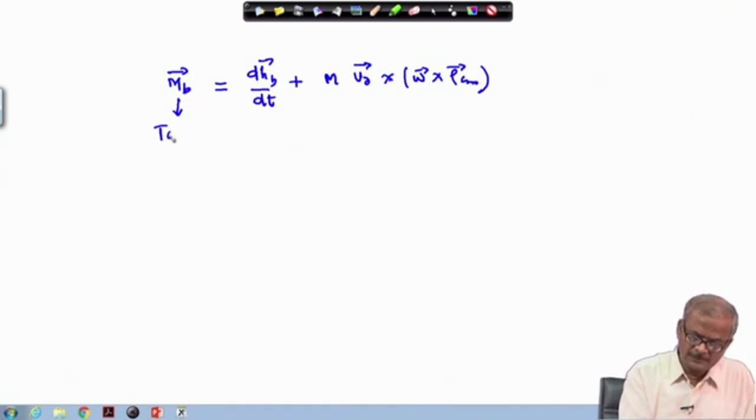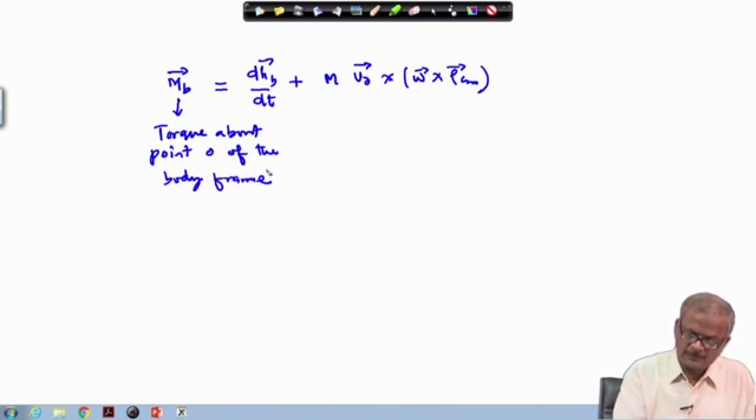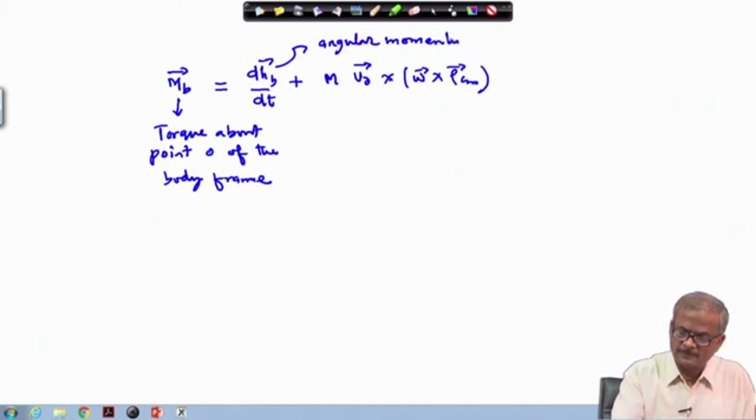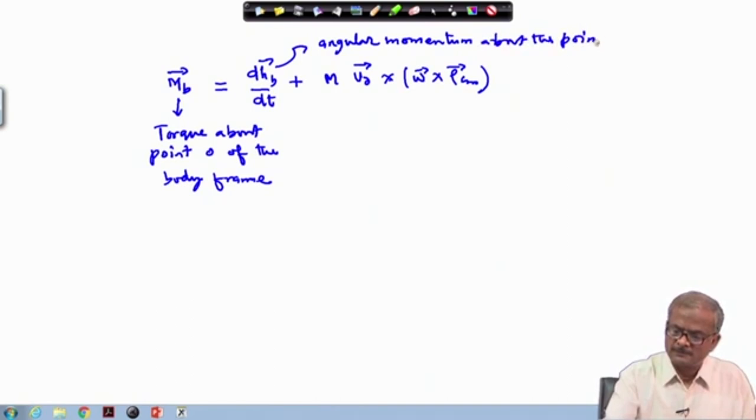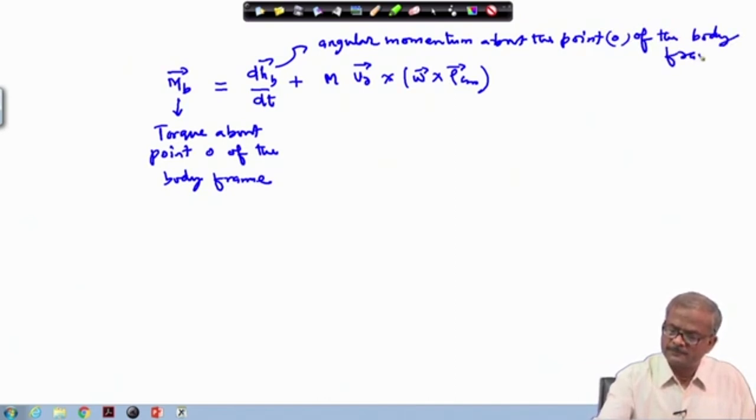So, this is the torque about point O of the body frame, and h b is the angular momentum about the point O of the body frame. Okay.